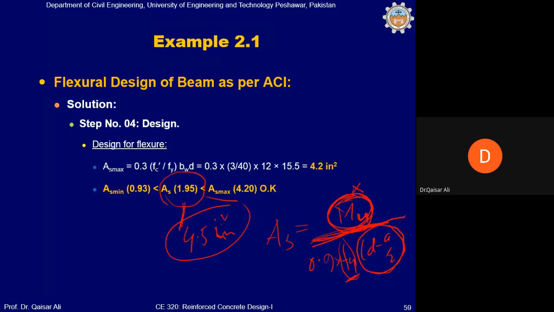The basic equation for the flexure capacity is this: phi Mn. If you pay attention, this is phi AS fy d minus a by 2. This is the flexure capacity of the beam. The flexure capacity of the beam is composed of two things. One is the material strength, and the other is the size of the beam. What is the strength of the material? The strength of the material is this, Fy.